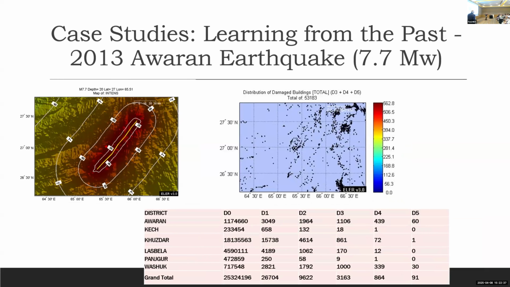Similarly, this is the 2013 earthquake of September 16th in Awaran, in the province of Balochistan. As I told you, this was a less populated area. However, you can see here that the number of buildings beyond repair is 91. Then this is 10,000, 3,000, and 1,000 here. So these are the buildings that could be repaired.